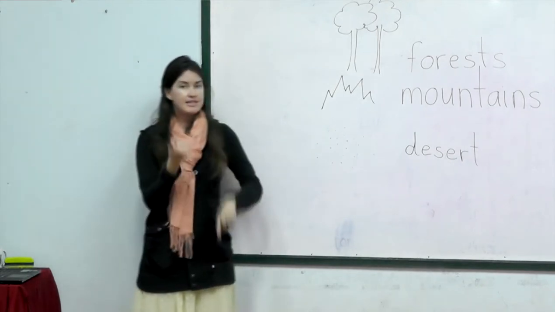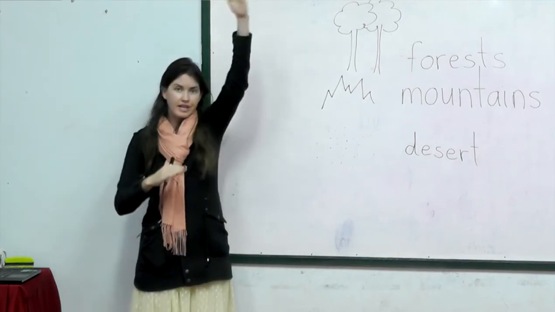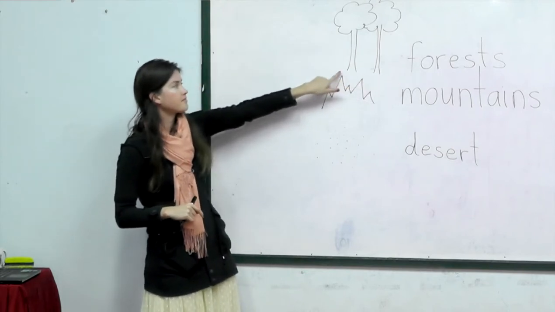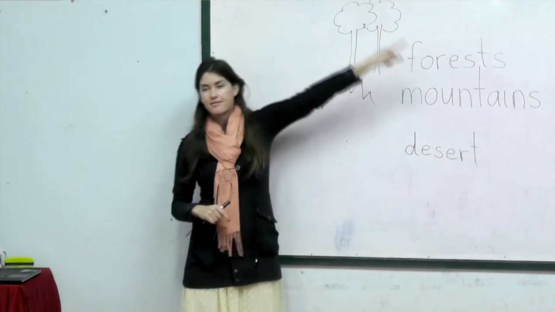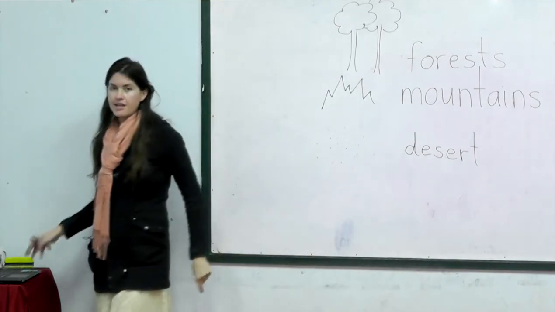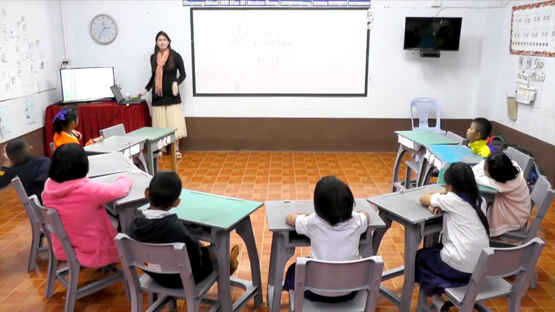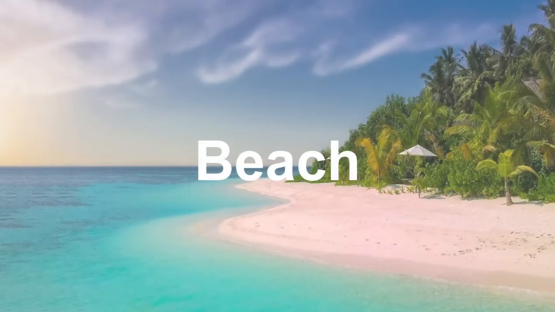Okay, we've got a desert with a lot of sand, mountains, which are very tall, forests with a lot of what? What are these? Trees. Forests with a lot of trees. And our last one, where the sand and the water are next to each other. What do we call that place? Beach. A beach. Very nice job. A beach. So a beach has a lot of sand.